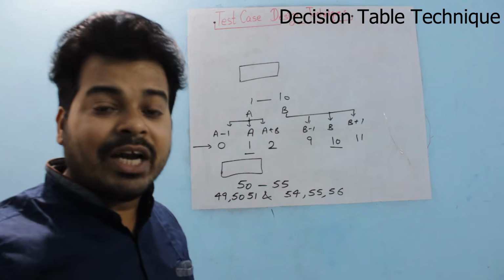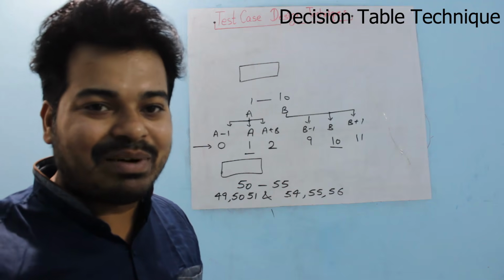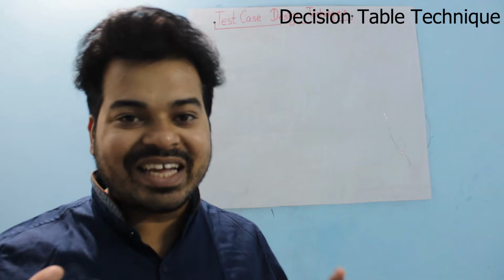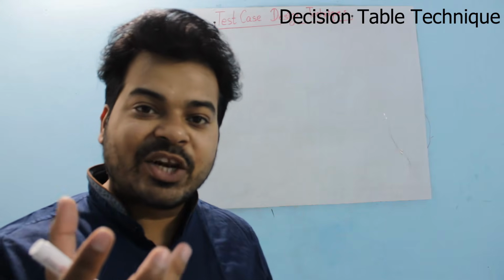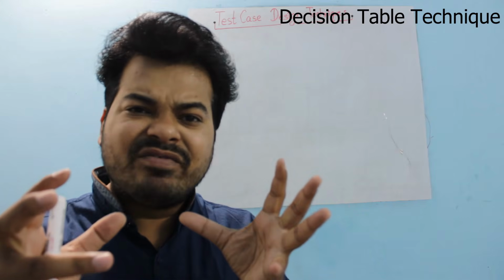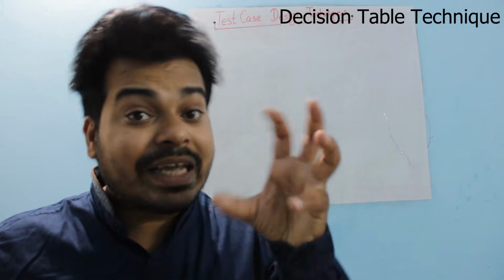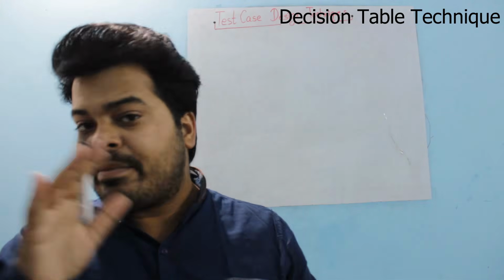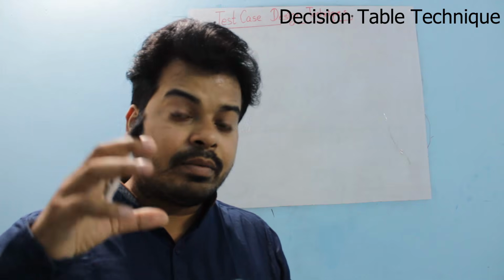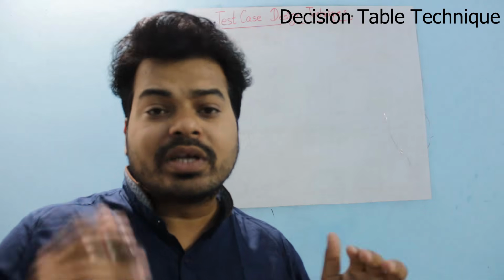Now let's move ahead to talk about what exactly you mean by the decision table technique. In this technique, we check for multiple conditions, combinations, and rule criteria. Here we check with multiple inputs. Here the conditions are taken as input and actions are taken as output. This decision table technique is fully based on conditions, combinations, and rule criteria.